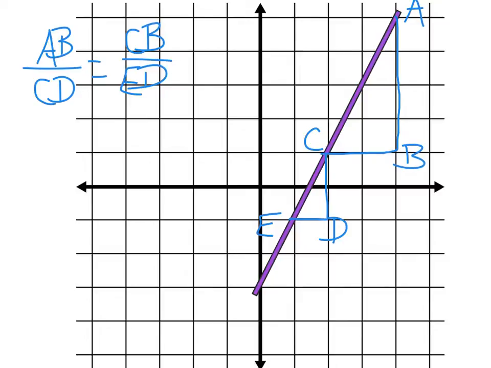Now, if I change those with numbers, because it looks like this here is 4, and this is 2, and this here is also 2, and finally that there is 1. So AB is 4 over CD is 2. And that should be equal to CB is 2 over ED, which is 1. And hopefully you can see that the slopes are similar.